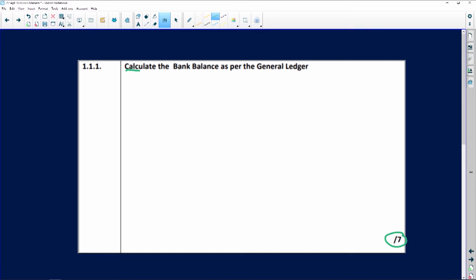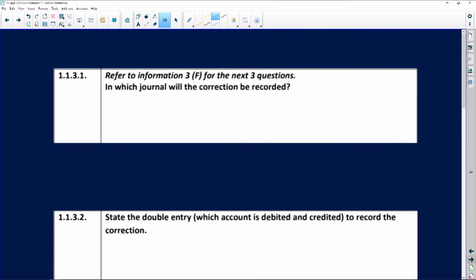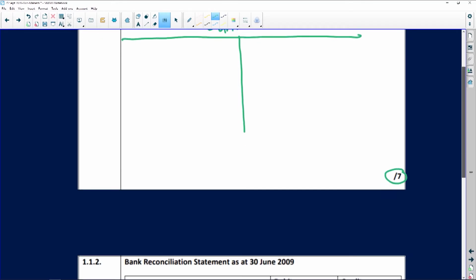So remember, you can do a sum or you can choose to draw the actual bank account. Now that's what I'm going to do. I'm going to draw up the bank account. So that's the first part of the question. Then the second part, I think I skipped something. Let me just go further down.